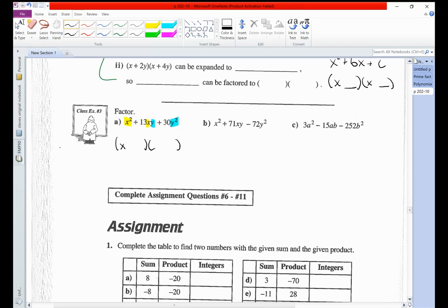And let me try something here. I need to make this a little bit bigger. I learned this new trick where I can grab everything. Haha. Look at that.